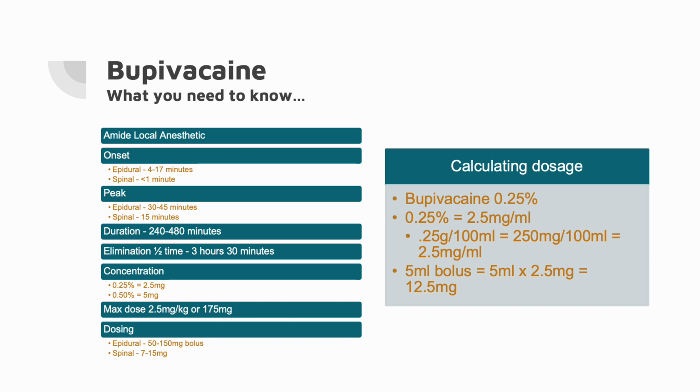So let's go into, if we're doing a 5 ml bolus, call the anesthesiologist, that's what they tell us to give. Well, if we're giving 1/4%, we're 2.5 milligrams times our 5 mLs, we're giving a 12.5 milligram bolus.